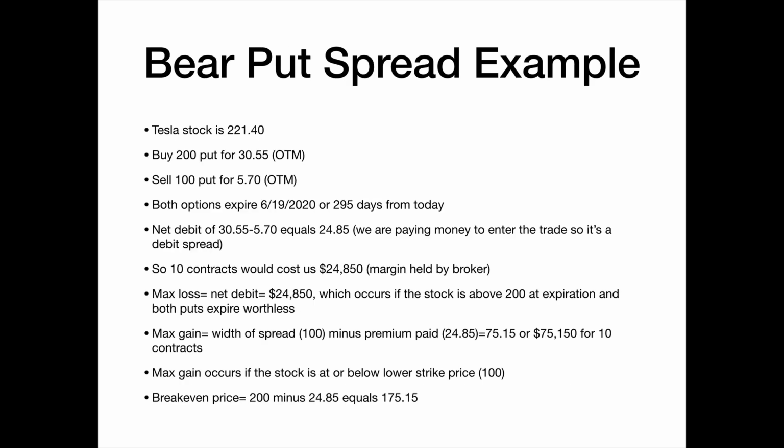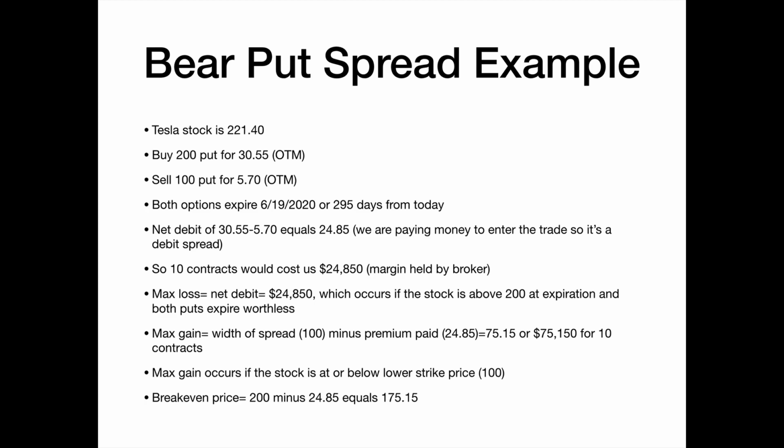So let's use this example of Tesla. Tesla stock is roughly at 220. We're going to buy the 200 puts and pay 30.55. We're going to sell the 100 put and collect 5.70. Both of these options expire next summer, June 19th, 2020, or about 295 days from today. Because we're going long the put spread, there's going to be a net debit involved. We're actually going to have to pay out money, not collect money.